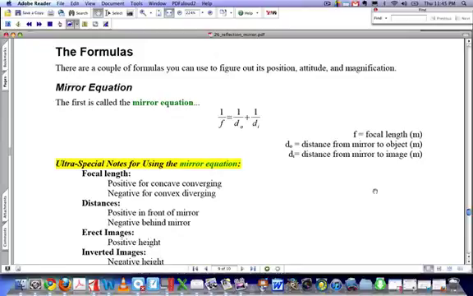1 over di. So Dido, I guess, which actually I think is a musician. Good music too. So f is your focal length, which is half your center point or half your radius. And then your do is the distance to the object, and di is the distance to the image.